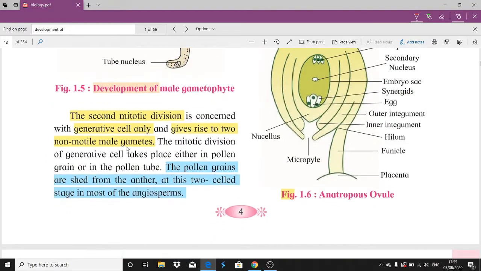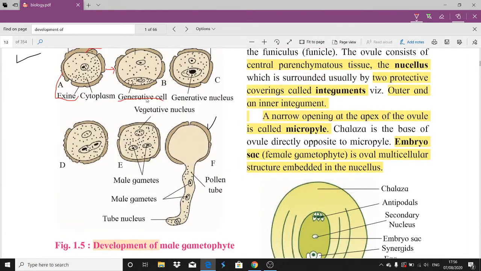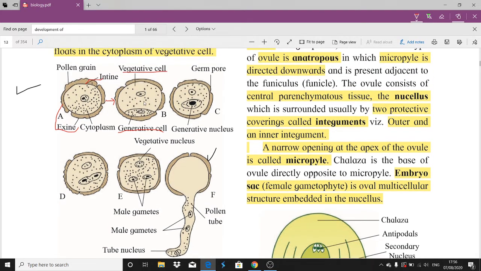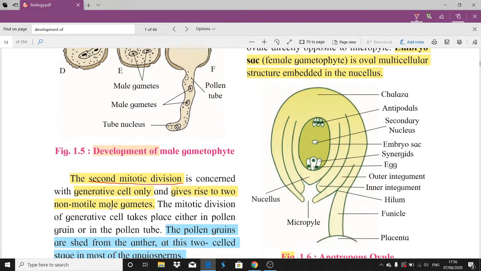And then what happens? The second mitotic division is concerned with the generative cell only. So this is the smaller cell you are talking about. The first mitotic division happened in this cell, from which we got two cells, the generative and the vegetative. Now the second mitotic division you are talking about is concerned with the generative cell.